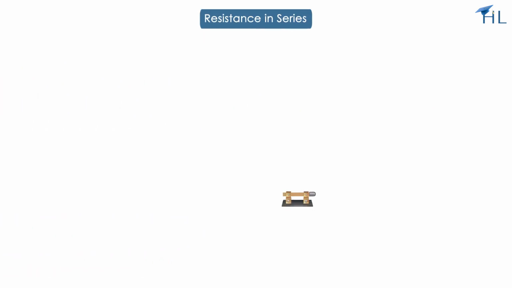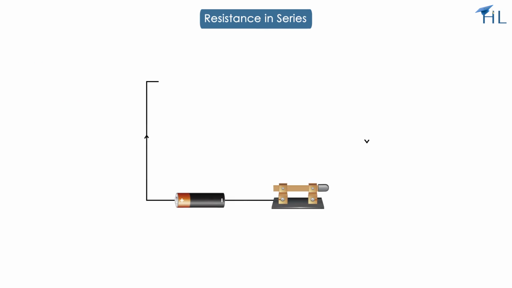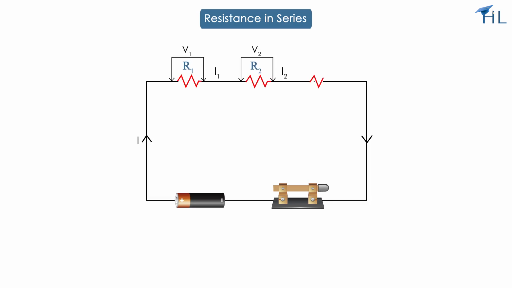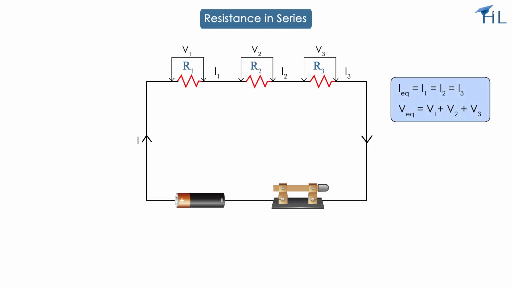Let us start with resistance in series circuits. In a series circuit, components are arranged in a line, one after the other. The total resistance in a series circuit is the sum of individual resistances. Total resistance in series is equal to R1 plus R2 plus R3.